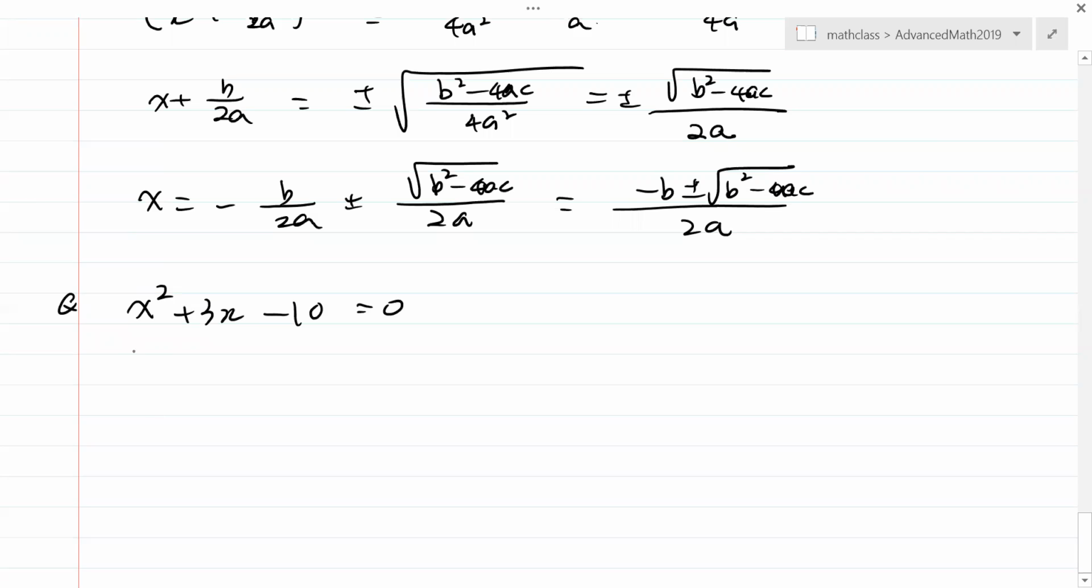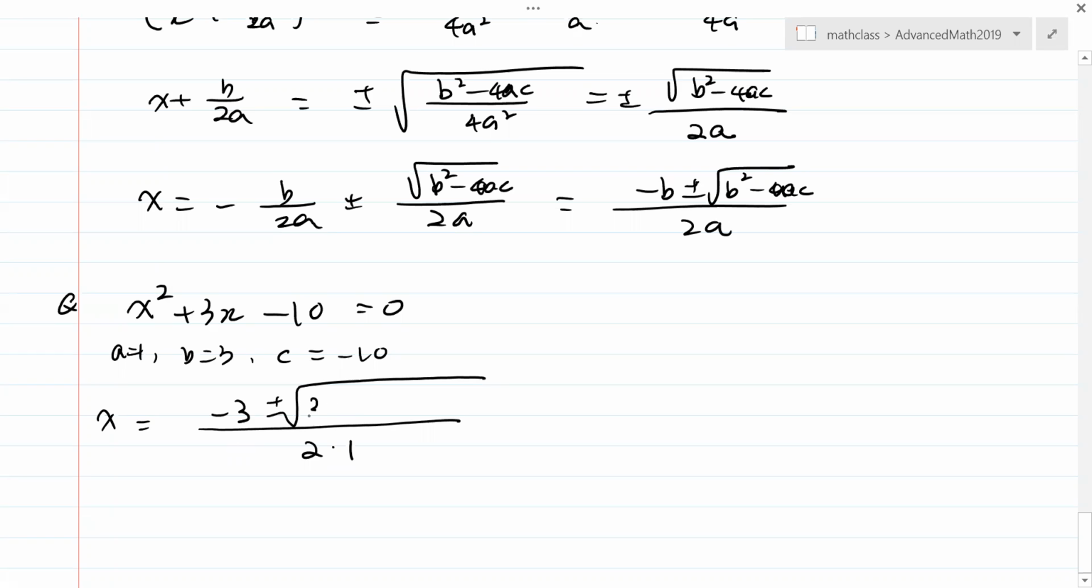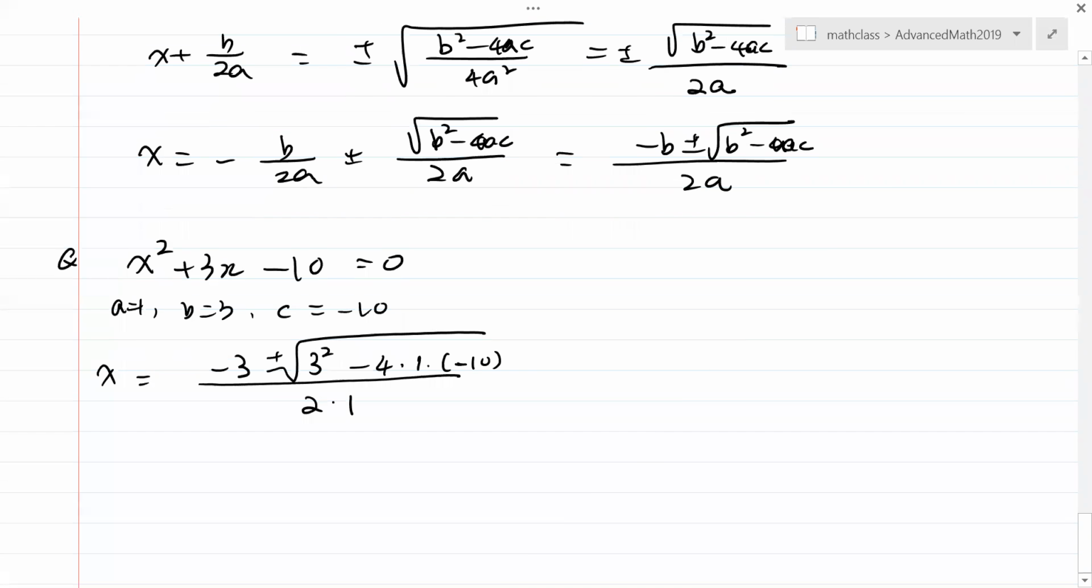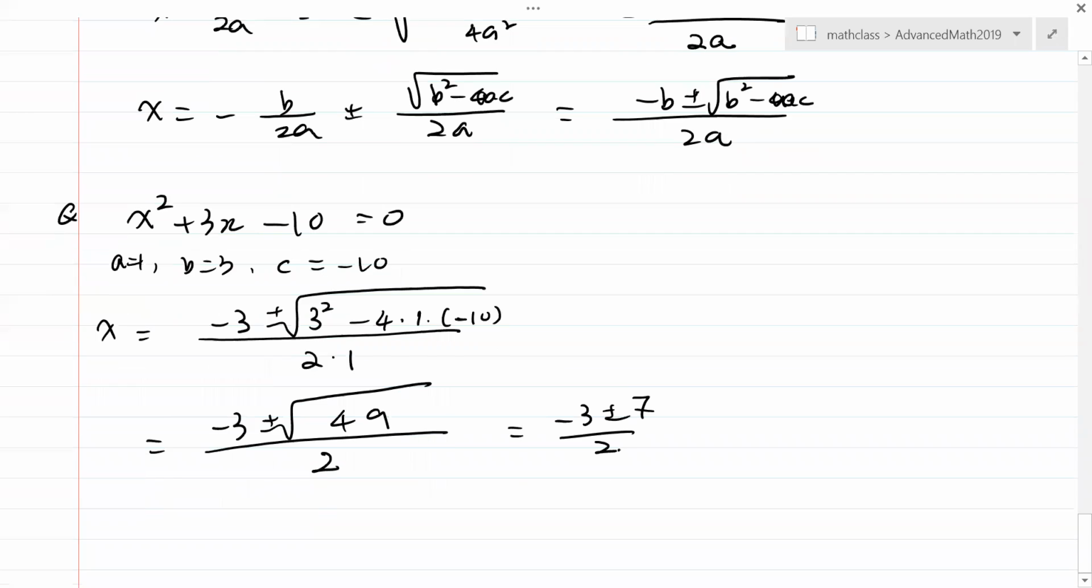All right. So a is going to be 1, b is going to be 3, c is going to be negative 10, right? So let's use the quadratic formula. It's negative b plus minus the square root of b squared minus 4ac, over 2a. Okay? And in one step, you get the answer. So you simplify it. Here it's 9 plus 40, actually it's 49. The square root of 49 is going to be 7.